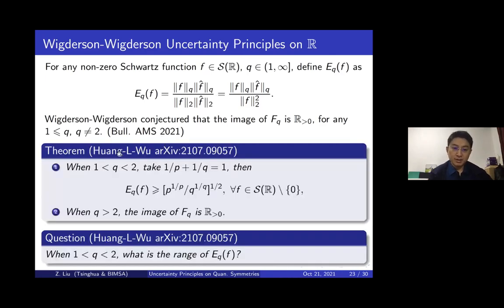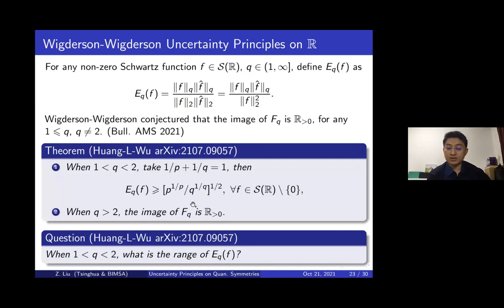Well, in a recent paper joint with Linzhe Huang and Jinsong Wu, now it's on arXiv, we show that this conjecture is true when Q is bigger than 2. The image is all positive real numbers. But when Q is between 1 and 2, this is not true. This image has a lower bound.